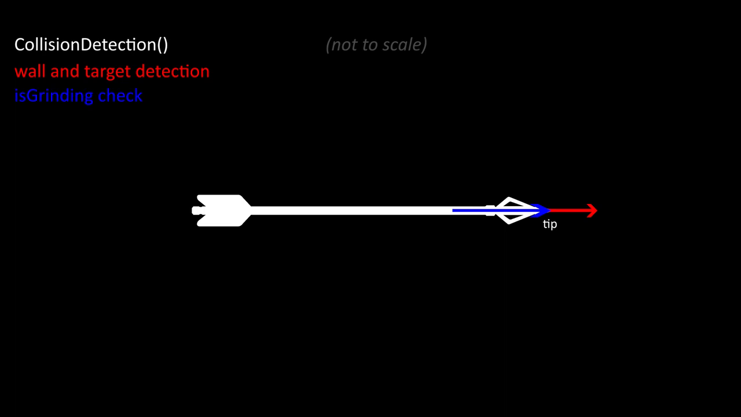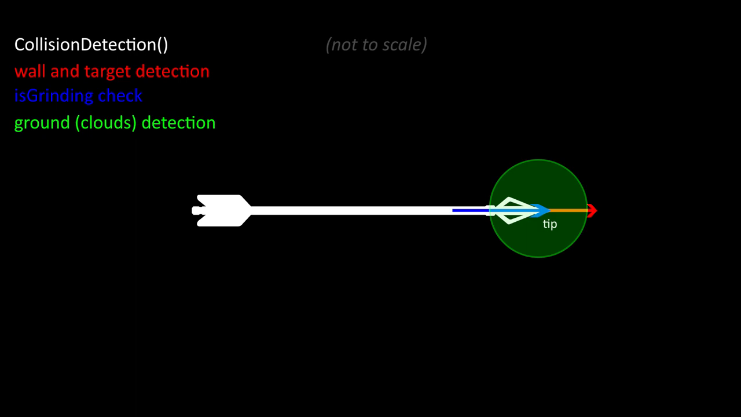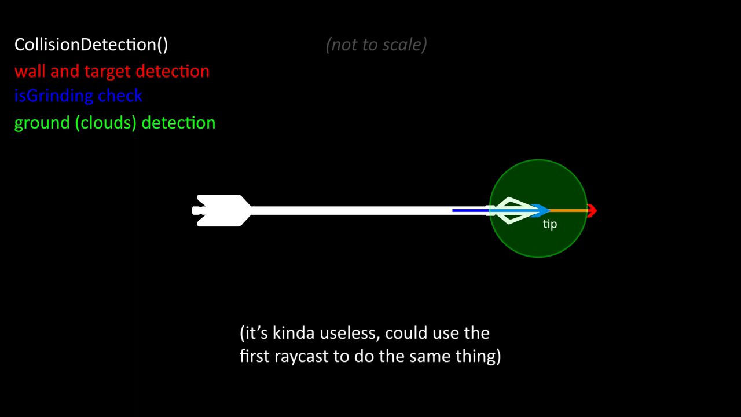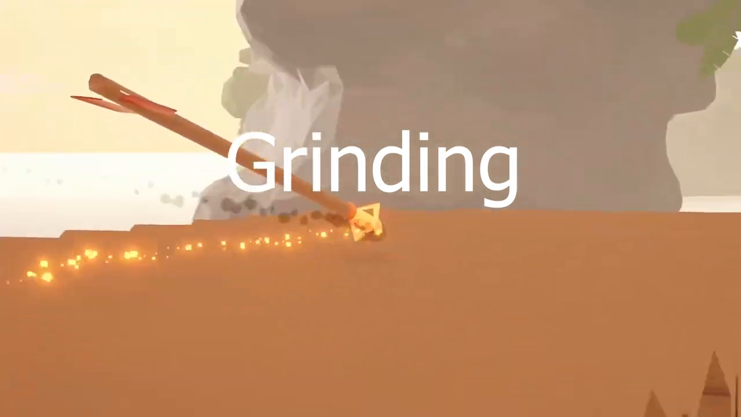This is the raycast responsible for detecting if the arrow is grinding on the surface. If the ray check succeeds, the boolean "is grinding" gets set to true. A sphere cast located at the tip is used to detect collisions with the clouds found at the bottom of each map. I'm not quite sure why this is here, but it exists. Okay, now we know how collision is handled. Let's actually talk about grinding.